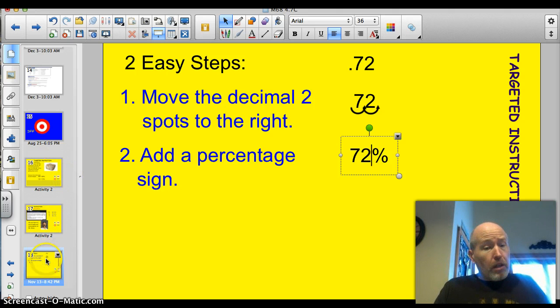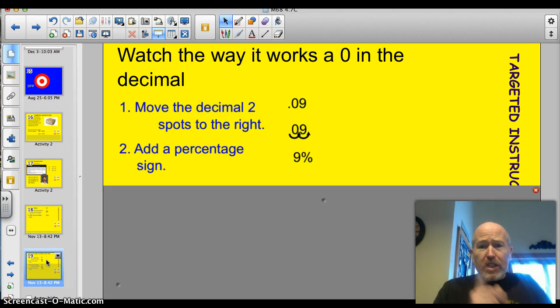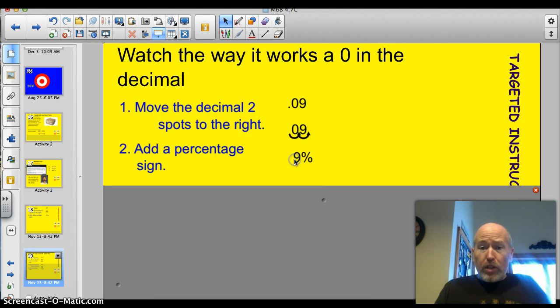All right, look at another example, just a little more complicated. This is what happens when you have a 0 in the decimal. So let's say you have 0.09. Again, move it 2 spots to the right, 1, 2, and you got 9%. It's just that simple. You just kind of drop that original 0. If you want to put it in there, you could, but you don't necessarily have to.